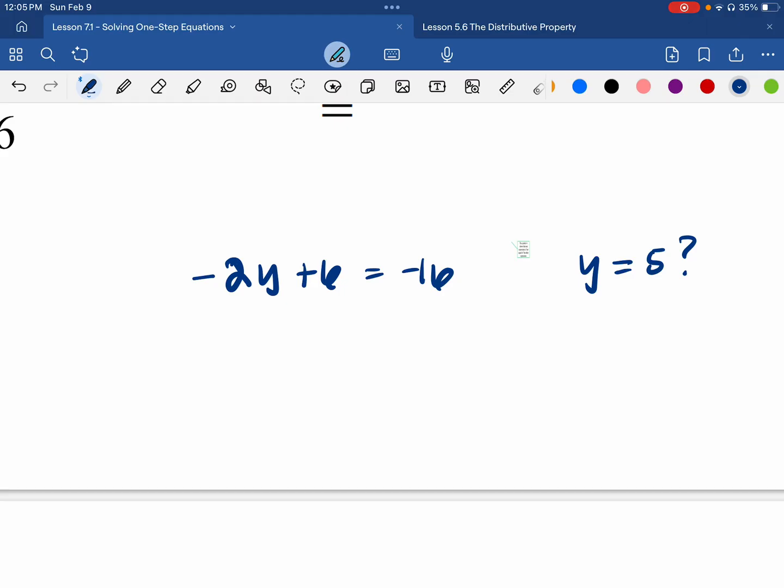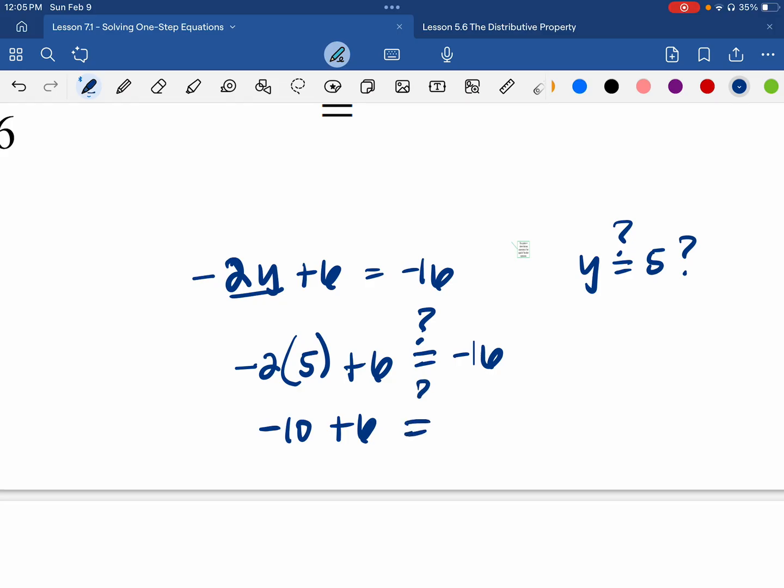When we do this, we put a little question mark above the equal sign to indicate we don't know if that's true. So when you rewrite it, you're going to do negative 2. Remember, when 2 is next to a variable, that means it's being multiplied. You're going to plug in that 5, plus 6, and then you're going to ask, does that equal negative 16? So we have negative 2 times 5, a negative times a positive is a negative. So we have negative 10. We're adding to that 6, and we're asking, does that equal negative 16?